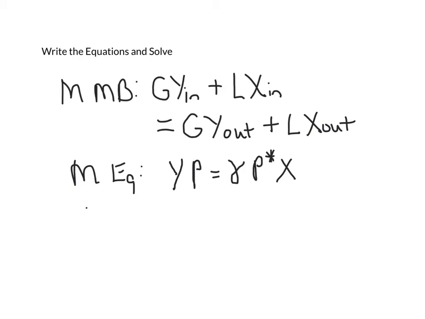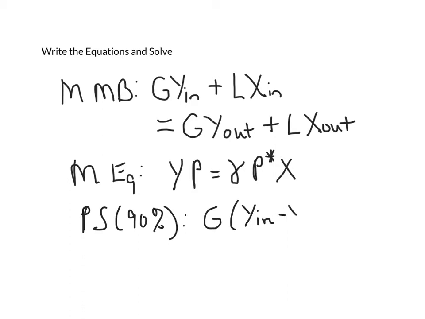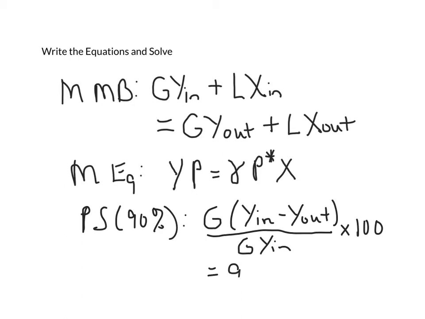We also have the process specification, 90% removal, and that is that G, the gas flow rate, times the difference between Y in and Y out divided by what comes in, G times Y in, times 100 to make it a percentage, is equal to 90. And the G's, of course, cancel out.